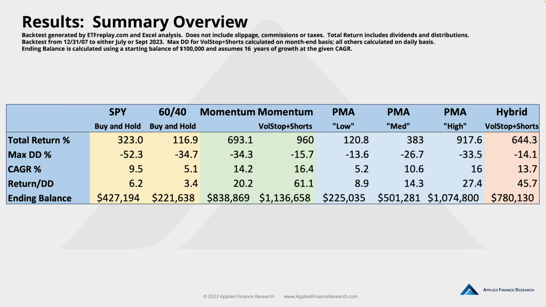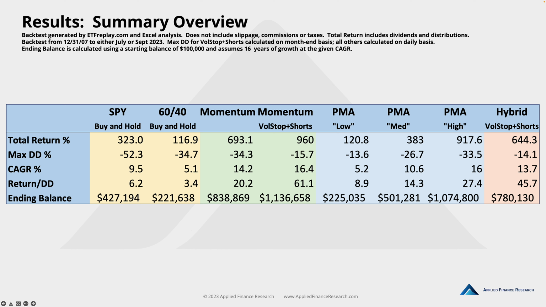Here we see we have a total return of 116.9% on a maximum drawdown of 34.7, compounded annual growth rate 5.1, and a return to drawdown ratio of 3.4. So we've got a reduced drawdown, but also a reduced return as compared to S&P, not surprising. So we're going to use these two as our benchmarks.